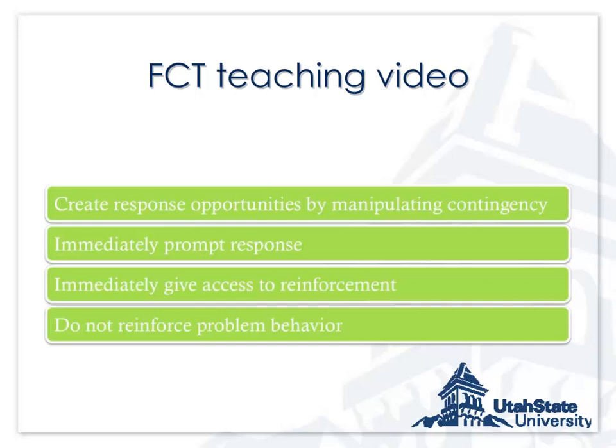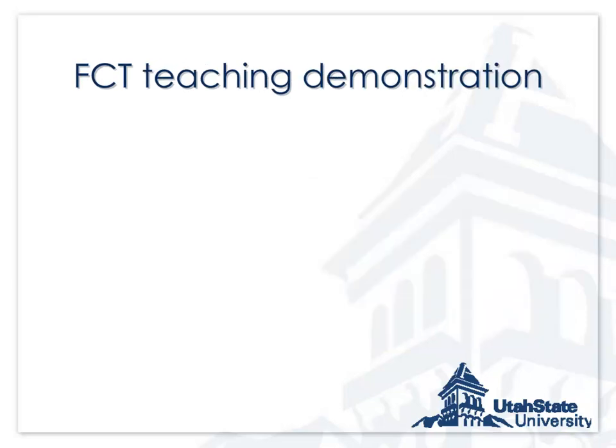In order to teach the use of the communication response, you'll need to create response opportunities. Depending on the function of problem behavior, this could be done by withdrawing attention, presenting demands, or removing access to a preferred item. In order to prevent the individual from engaging in the problem behavior, immediately prompt the communication response and give access to the specified reinforcer. If problem behavior occurs, be sure not to reinforce it.